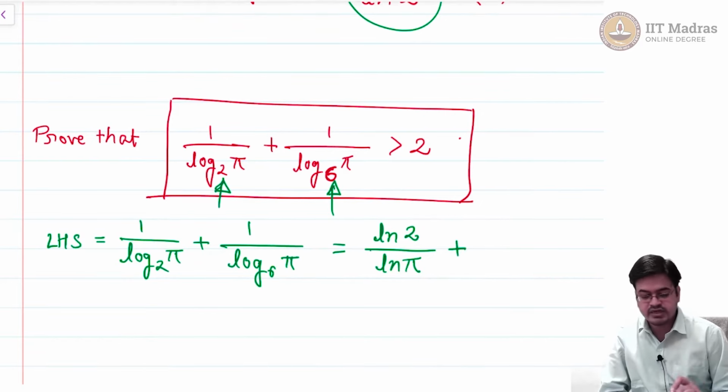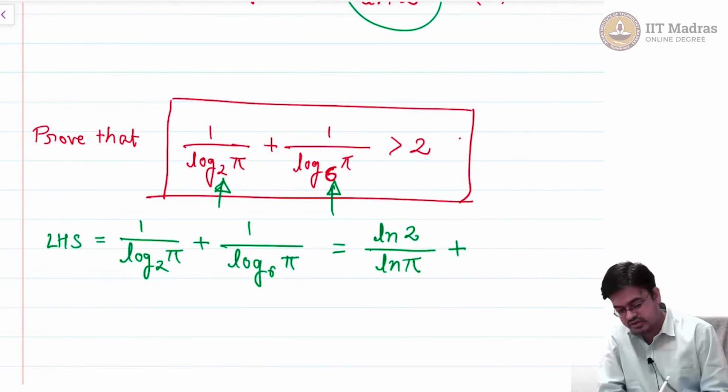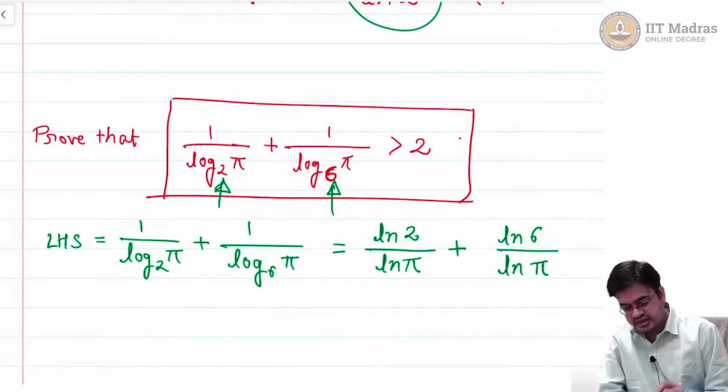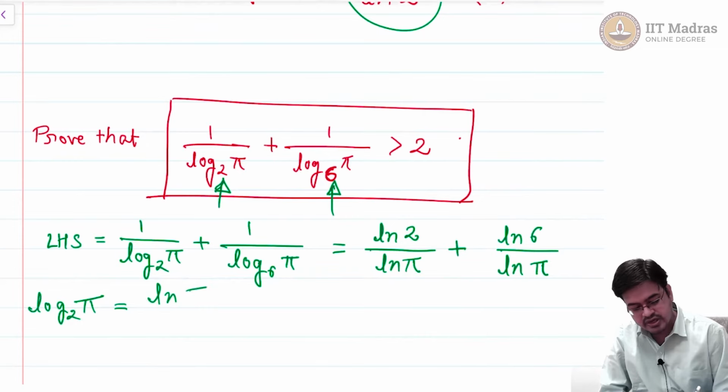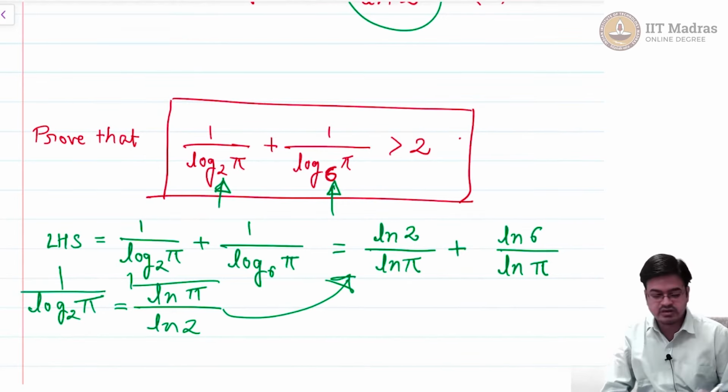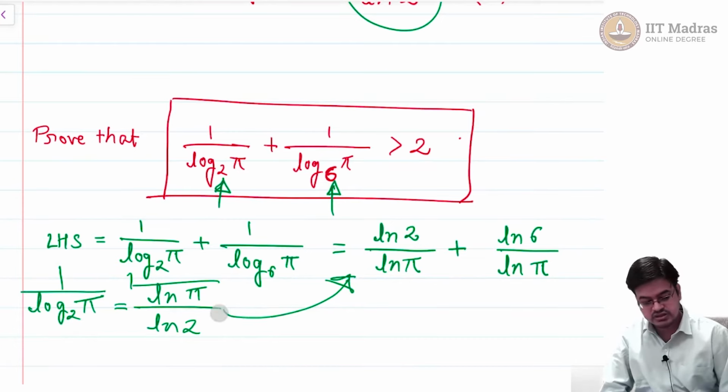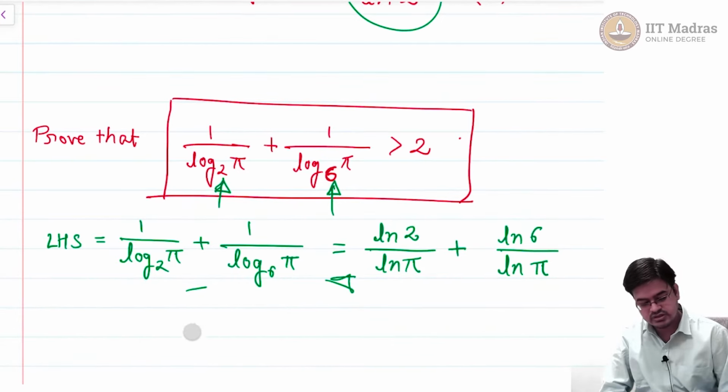This is again a simple application of the change of base formula. In a similar manner, I can write this as ln of 6 upon ln of pi. To be very precise, what I did is I substituted log to the base 2 of pi equal to ln of pi upon ln of 2, and because this was in the denominator, because the original fraction was 1 over this, it gives rise to this particular number. Fine, so this is done, you don't have to worry about this.